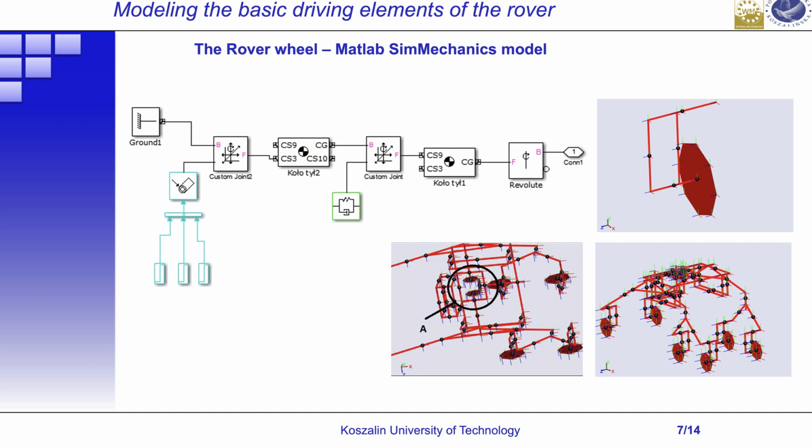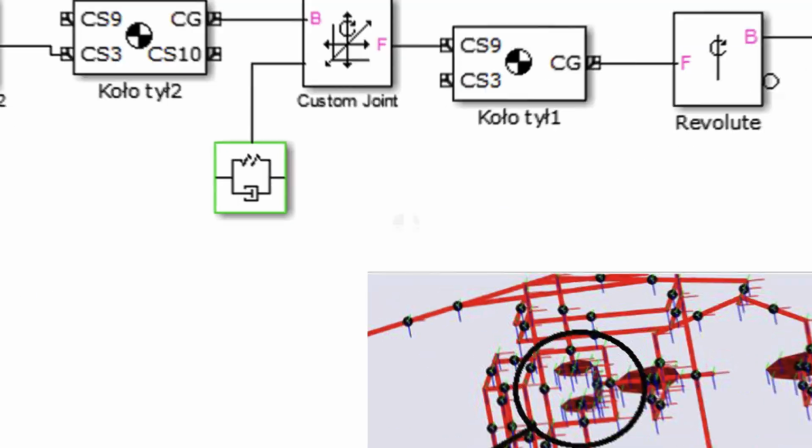The body blocks representing the wheel and tire are connected to the ground block using a custom joint, which allows for a custom combination of prismatic, rotational, and spherical joints to accommodate all of the wheel's degrees of freedom relative to the ground. On the other hand, the revolute connection allows the wheel to rotate relative to the mount.